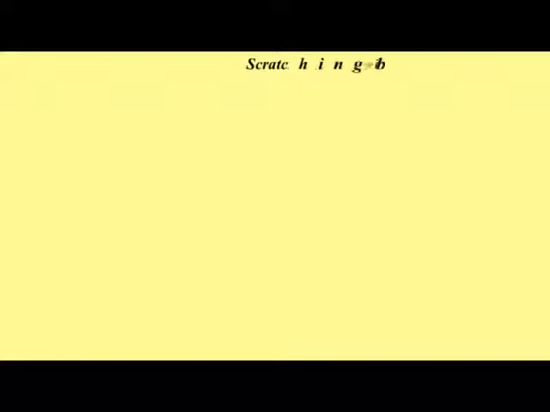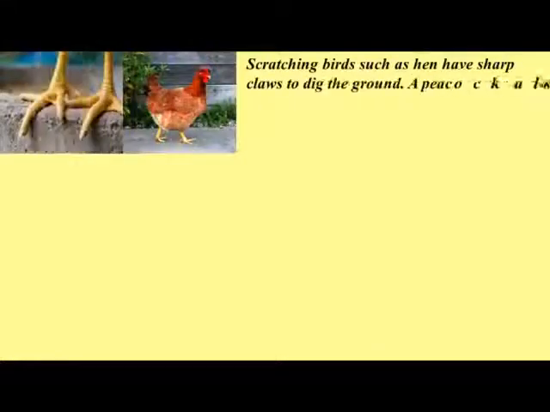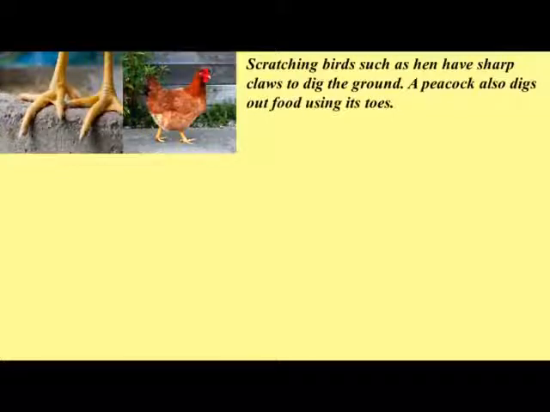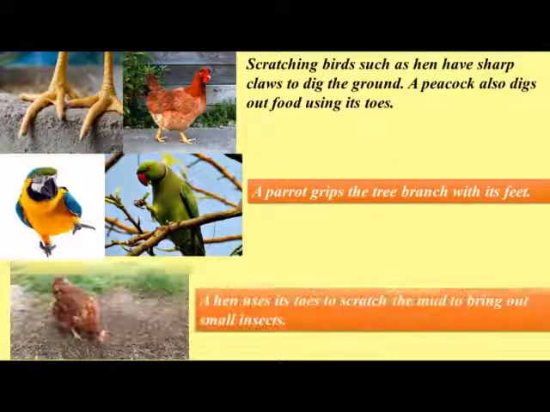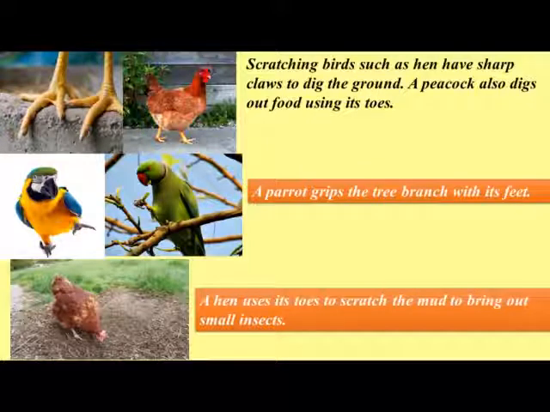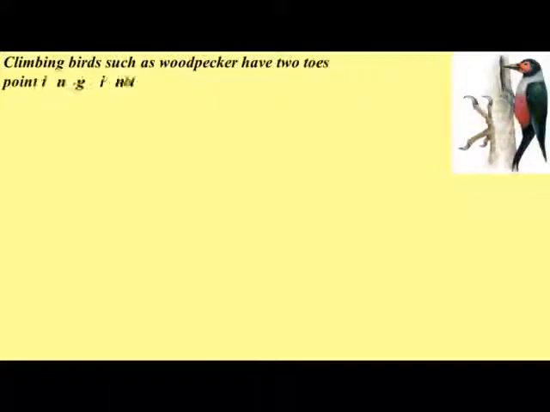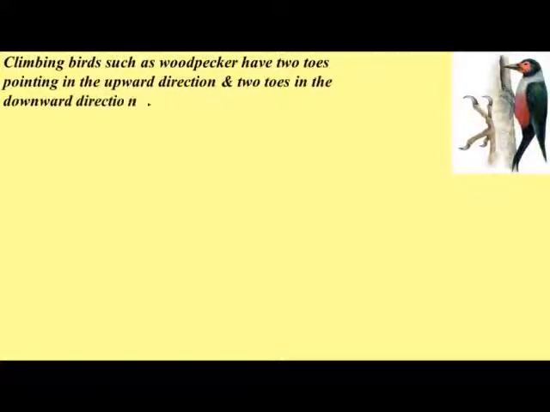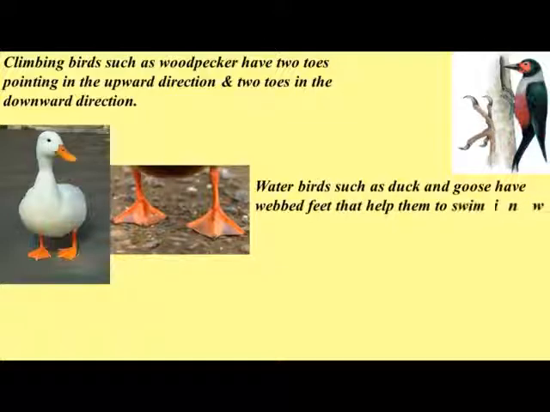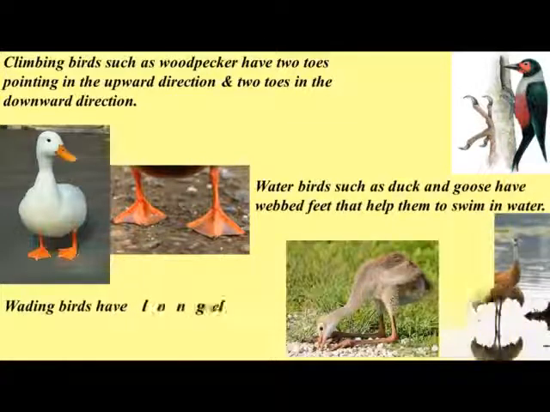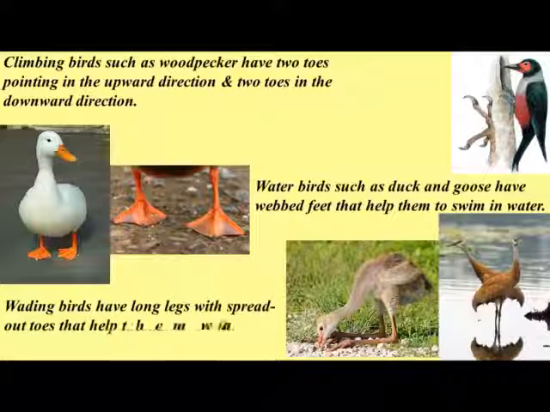Scratching birds such as hen have sharp claws to dig the ground. A peacock also digs out food using its toes. A parrot grips the tree branch with its feet. A hen uses its toes to scratch the mud to bring out small insects. Climbing birds such as woodpecker have two toes pointing in the upward direction and two toes in the downward direction. Water birds such as duck and goose have webbed feet that help them to swim in water. Wading birds have long legs with spread out toes that help them walk in water.